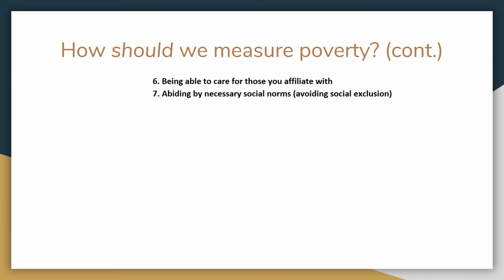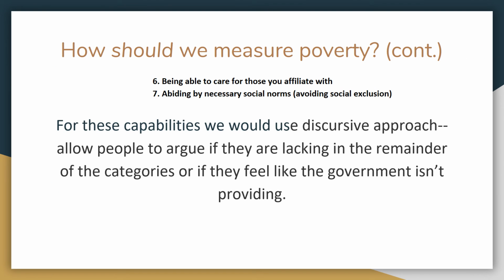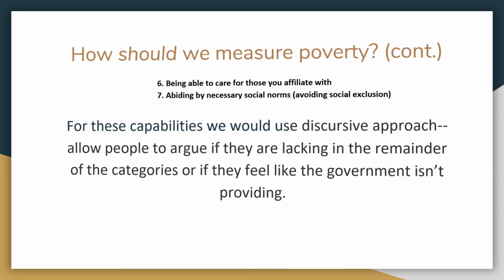Lastly, for capabilities 6 and 7, we would use a discursive approach to measure these, thus allowing people to argue if they are lacking in the remainder of the categories or if they feel like the government isn't providing. People would be able to argue in court or submit forms or complaints online.